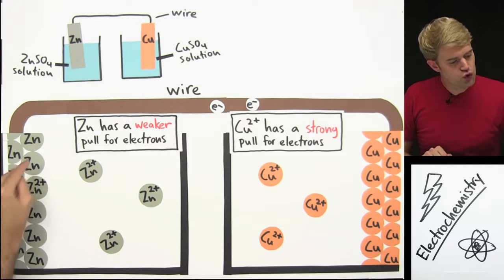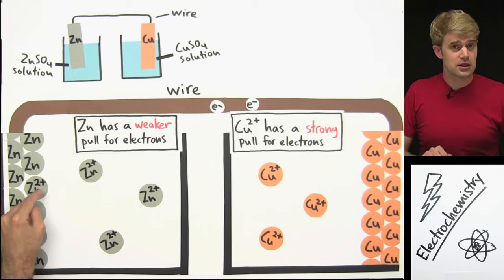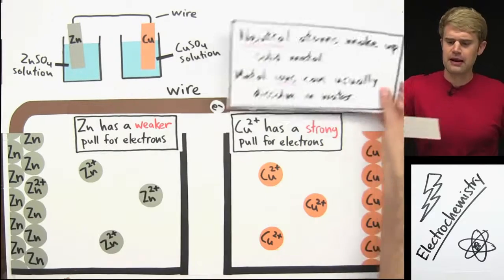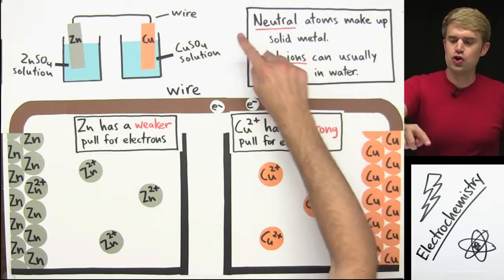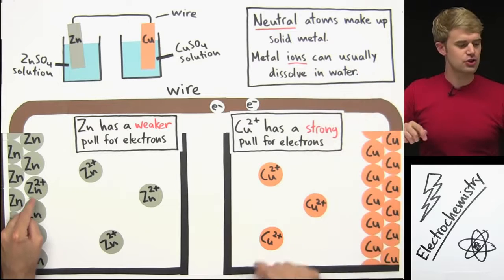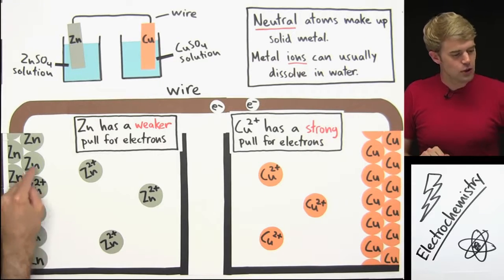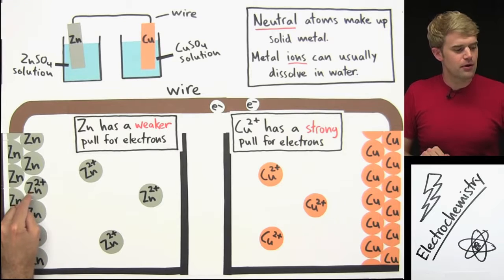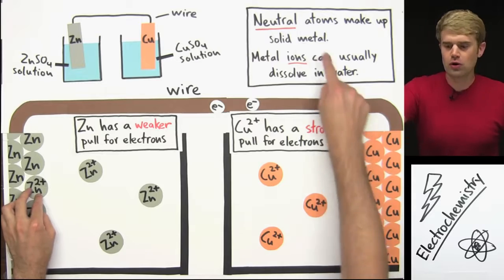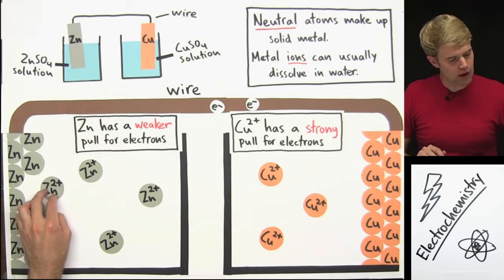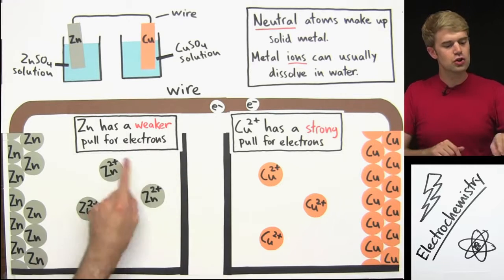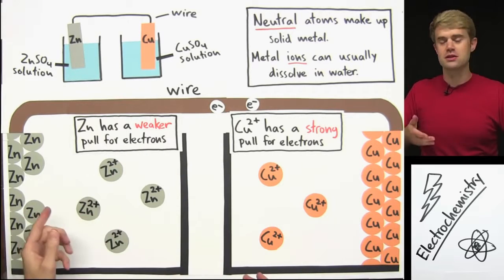Now, changing from neutral zinc to zinc 2+ has a big effect on this atom. That's because neutral atoms make up solid metal, but metal ions usually dissolve in water. So after this zinc atom turns into Zn2+, because it lost these electrons, it's no longer part of the solid metal anymore, and it floats off, it dissolves into the solution. Okay, so that's what happens to the zinc.